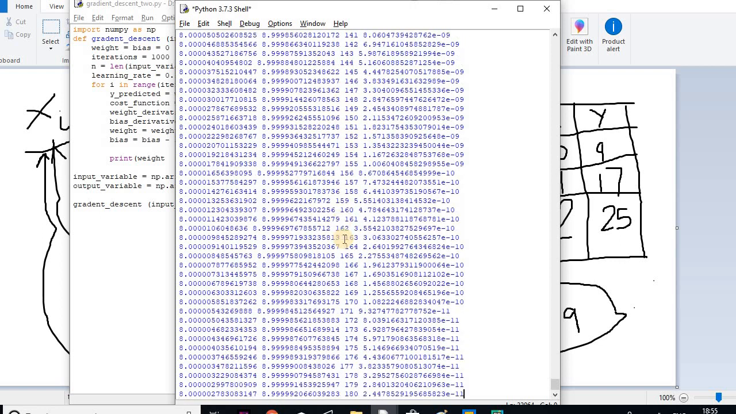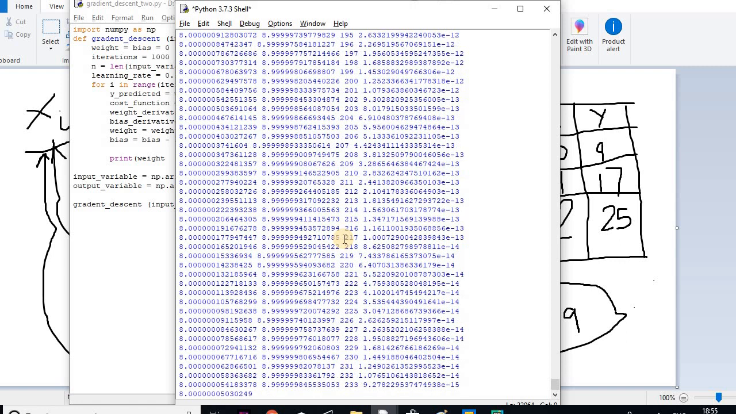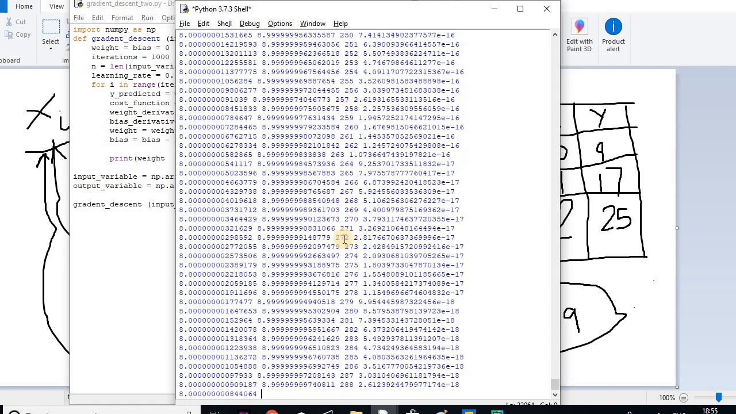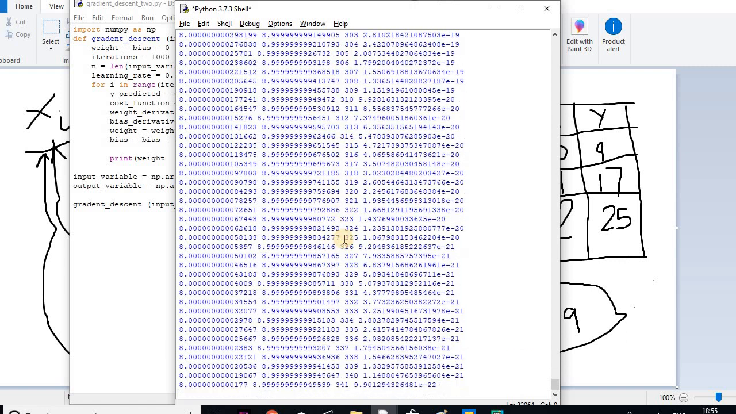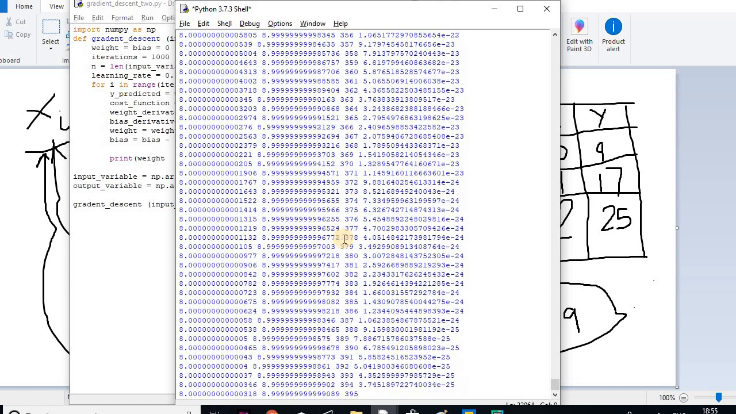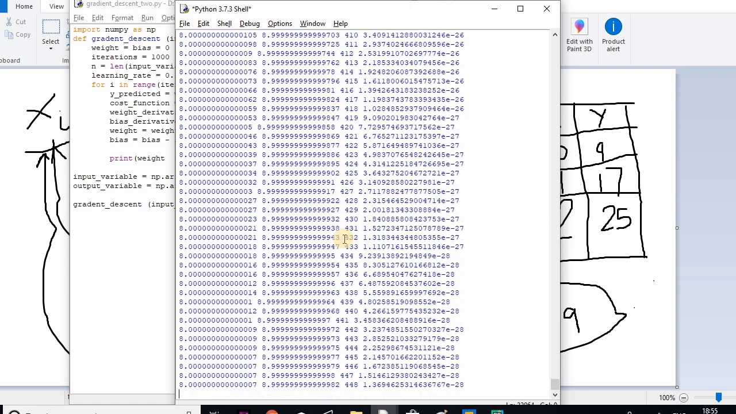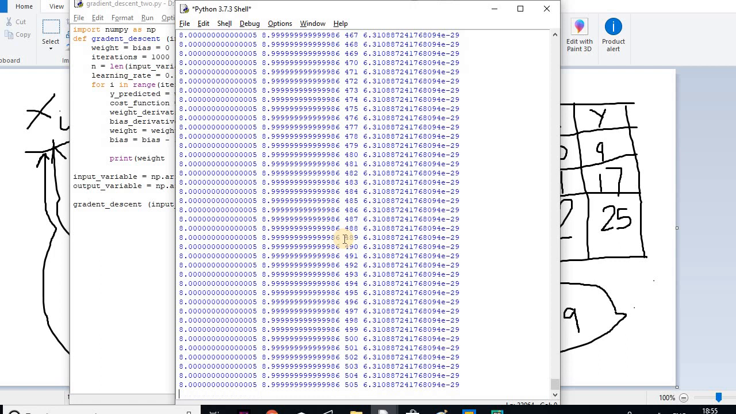Yeah, now it's changing. See, even our weight and bias is somewhat closer to our values. So you can see here the cost function, now it is decreasing. And our values are also somewhat closer to our weight and bias. You can see here, it's really interesting.